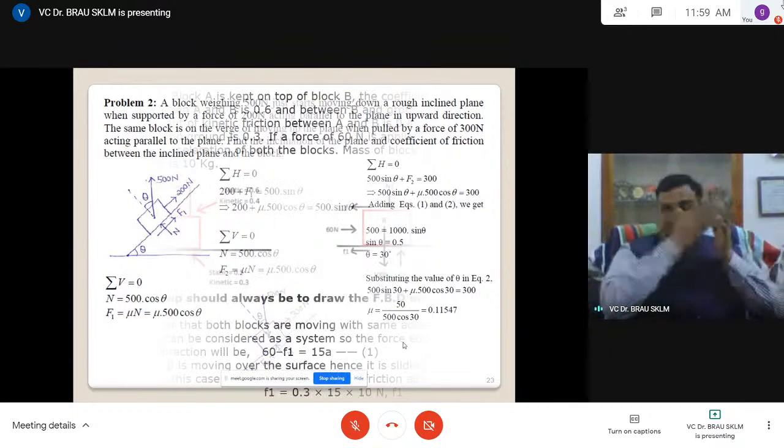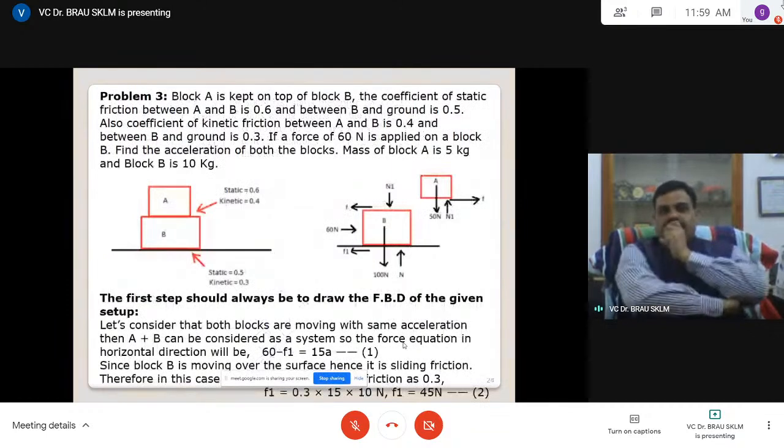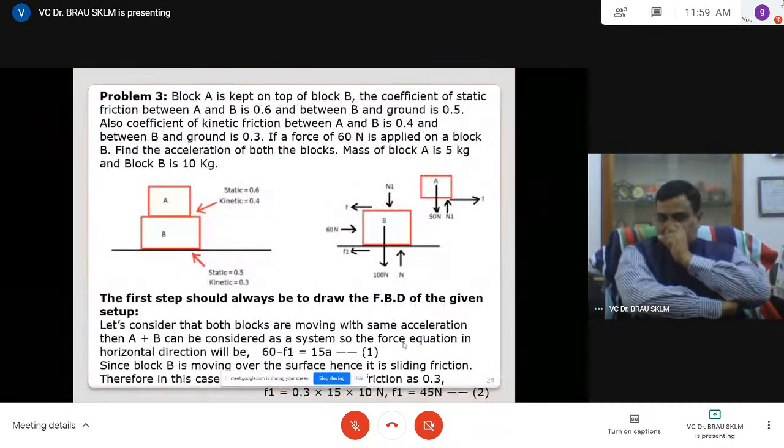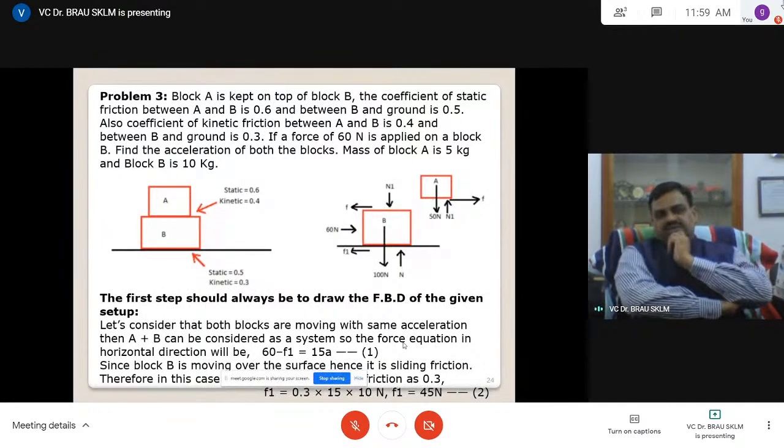Now let us go to the third case. Note down the problem, third problem. Block A is kept on top of block B. The coefficient of static friction between A and B is 0.6, and between B and ground is 0.5. Also, the coefficient of kinetic friction, one is static and another is kinetic, friction between A and B is 0.4.